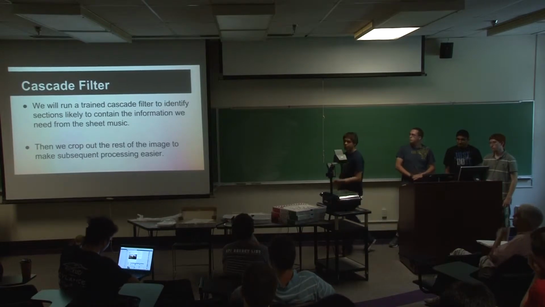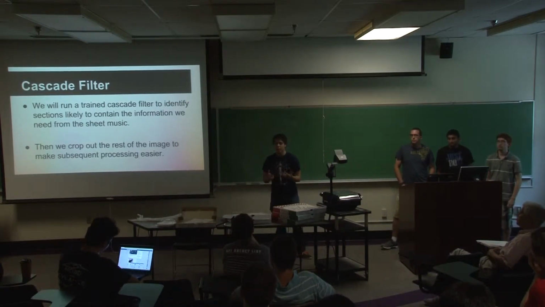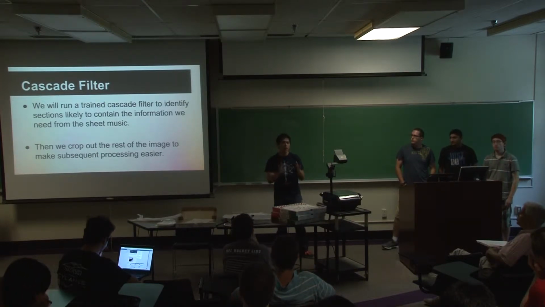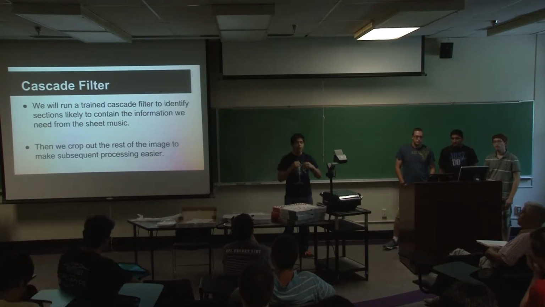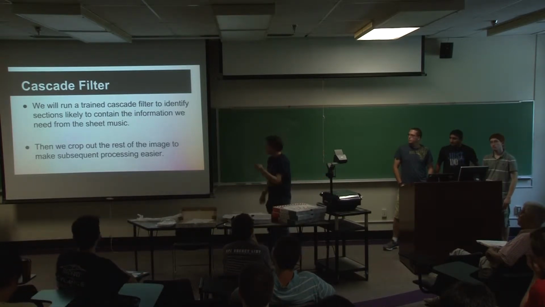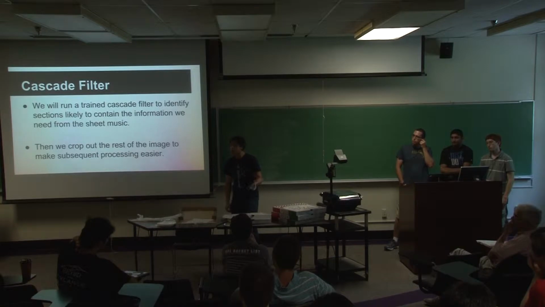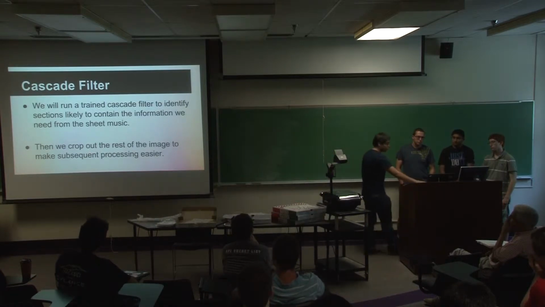So the first step in the process is running a trained cascade filter. We train this filter using hundreds of positive samples, things that contain what we're looking for, and hundreds of negative samples, things that contain what we aren't looking for. And then once it finds a likely area that contains the sheet music, ignoring data such as words or artists or composers, it's going to automatically crop the section to make the processing easier afterwards.